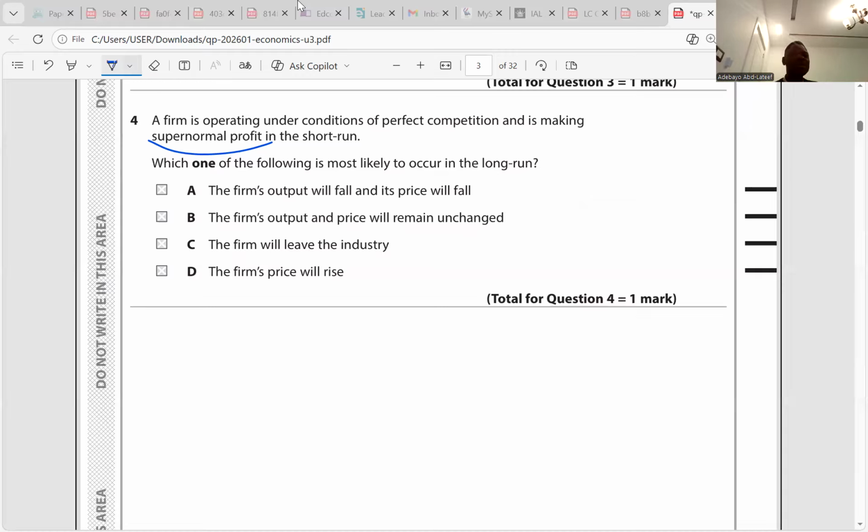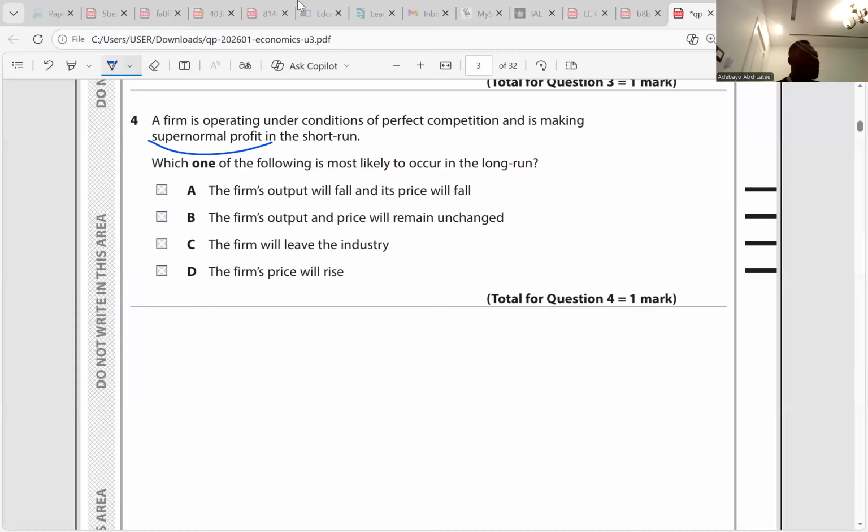The firm's output and price will remain unchanged. No, it can't remain unchanged. Your output can remain unchanged, but your price cannot, because at this point you are a price taker since it's a perfect competition. No individual firm in a perfect competition can influence the price and the quantity. And that simply means your output and price cannot remain unchanged. So it's not B.